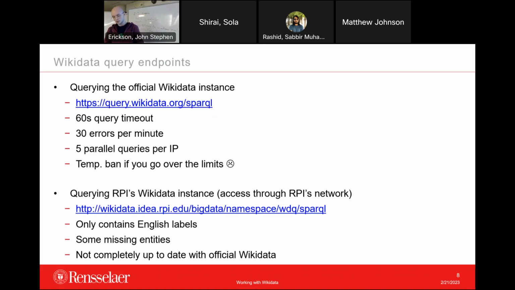On the other hand, we also have a Wikidata instance that's run at RPI. And so you can access that when you're on RPI's network, so either just on campus or through the VPN. And the URL is there. Once again, I'll be able to share that later. Some differences between the instance that's hosted at RPI and the official one are that RPI's instance only includes English labels, which could maybe make your life easier if you only care about the English labels. But if you do want to incorporate that multilingual aspect, that's going to be a limitation.